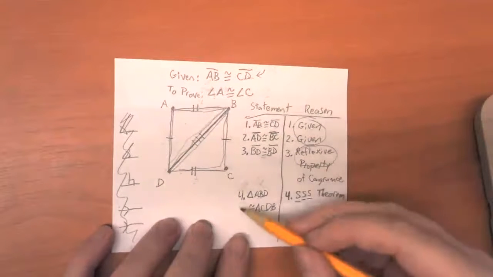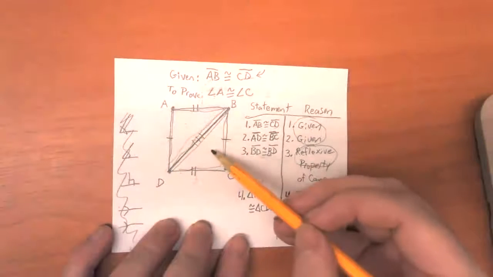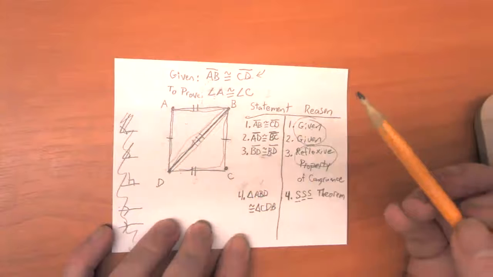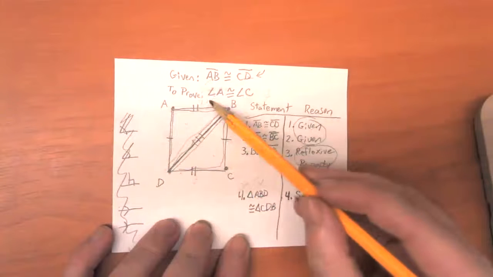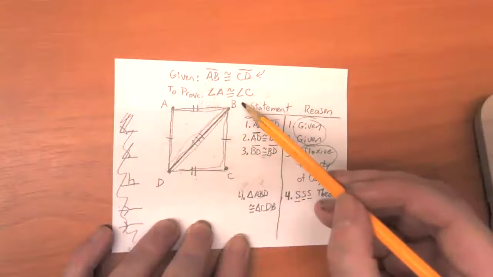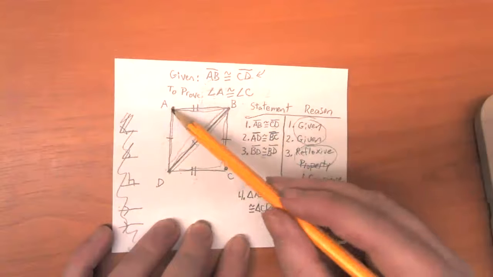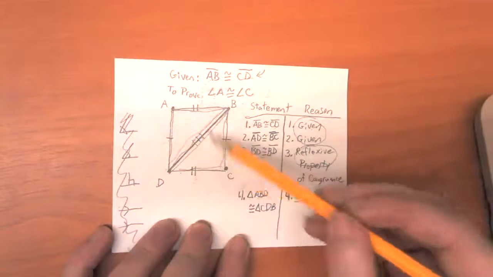All right. So this is a cool thing to see, that this triangle is congruent to this triangle, but it's not what they wanted us to prove. They want us to prove that angle A is congruent to angle C. So what do I know about angle A and angle C now?